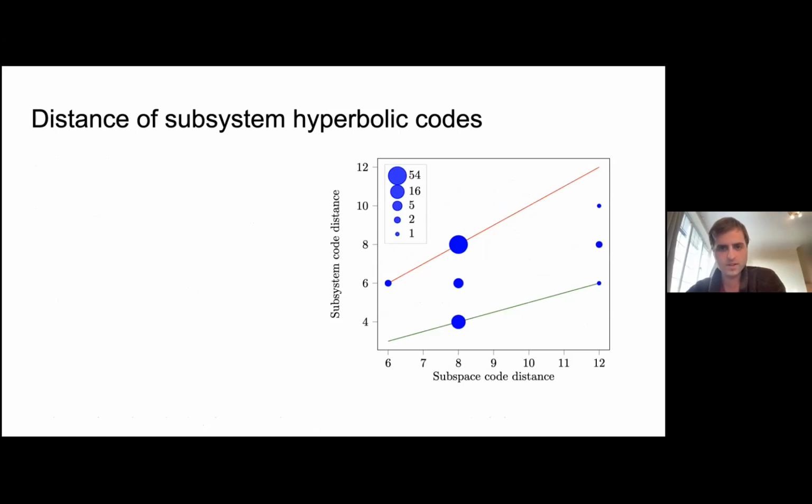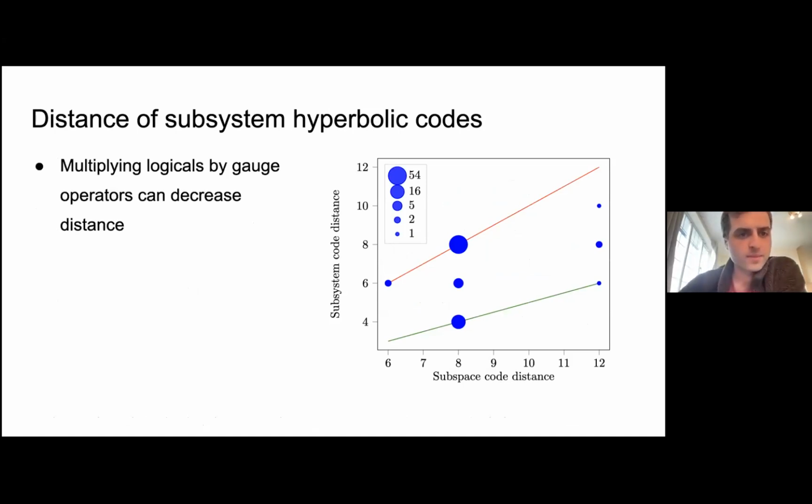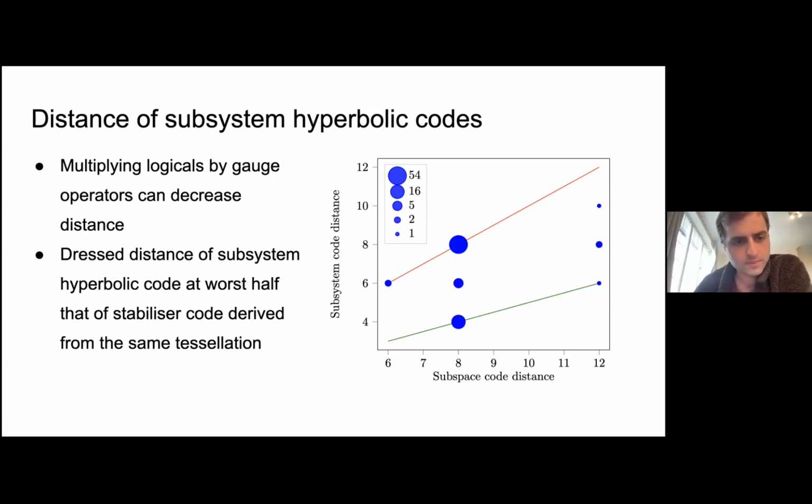Okay, now onto the distance, which answers your question. You do have to be careful with subsystem codes because multiplying logicals by the gauge operators can decrease the distance, and that's called the dressed distance once you multiply in the gauge operators. The dressed distance of the subsystem hyperbolic code, we show, is at worst half that of the stabilizer code derived from the same tessellation, and at best the same.